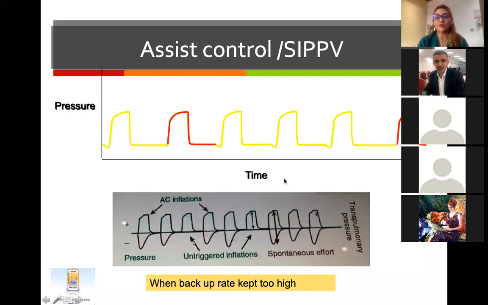But if you have kept the backup rate too high, then some of the breaths will still not be synchronized. There will be untriggered inflations in between. So what you should do is reduce your backup rate. Don't increase your backup rate too much.